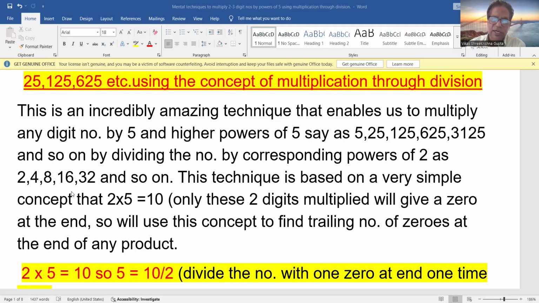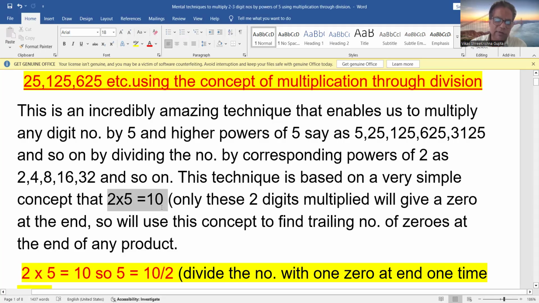This full technique that enables you to multiply numbers by division is based on the simple concept that 2 into 5 is equal to 10. This is a very amazing concept. In fact, this concept is also used when you have to find the trailing number of zeros in the product of given numbers, because only two numbers, 2 and 5, when multiplied give you a 0 at the end.